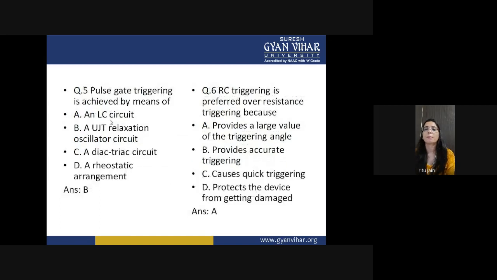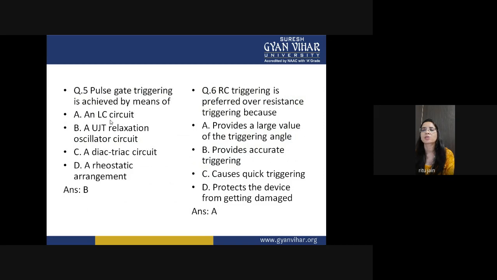Now, pulse gate triggering is achieved by means of an LC circuit, a UJT relaxation oscillator circuit, a diac-triac circuit, or a rheostat arrangement. So pulse gate triggering is always achieved by using a UJT, that is your unijunction transistor, which we use in the UJT relaxation oscillator circuit. Okay, so B is the right answer for that.